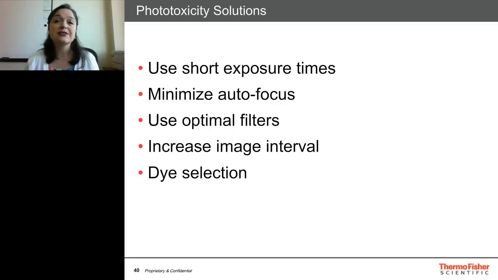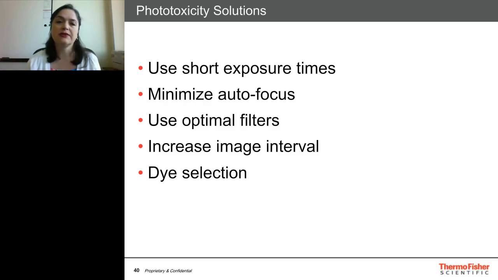Another thing to do is to use optimal filters, and we talked about that a little bit. You want to make sure that you're using the right filter set so that you're harvesting as much of the signal as possible. It'll mean you can use shorter exposure times. You also might think about, if you're trying to image overnight or a whole day, and you see phototoxicity, you might want to think about increasing the interval between the times you take images. So not only shortening the amount of time that you expose the cells to light and get your image, but also lengthening the amount of time in between images in your time lapse.